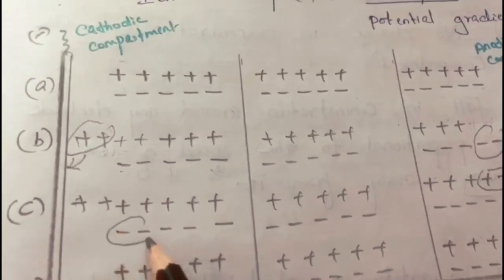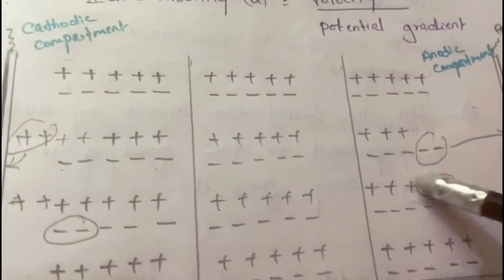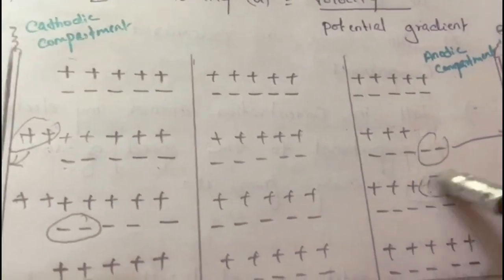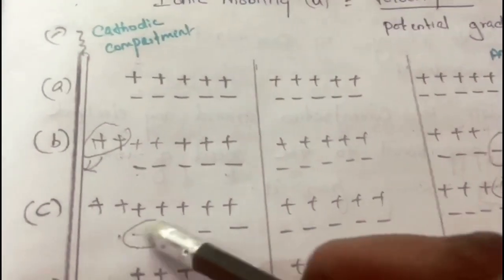And what will happen to anion? Two anions are also moving here. So here we will write two anions. Then this is already removed, so we can remove these two. And these two anions are also removed, so we can rub it off.